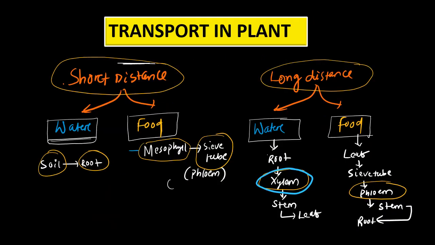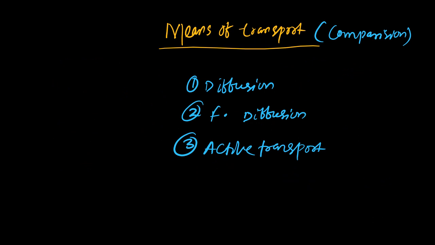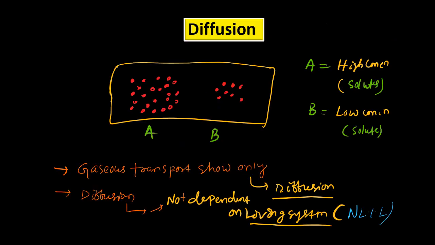So next is means of transport. As we know, this is through short distance. So the first is called diffusion. So what is diffusion? Diffusion is the process in which the molecule, this molecule may be gas, liquid or solid, is transported from higher concentration to lower concentration.